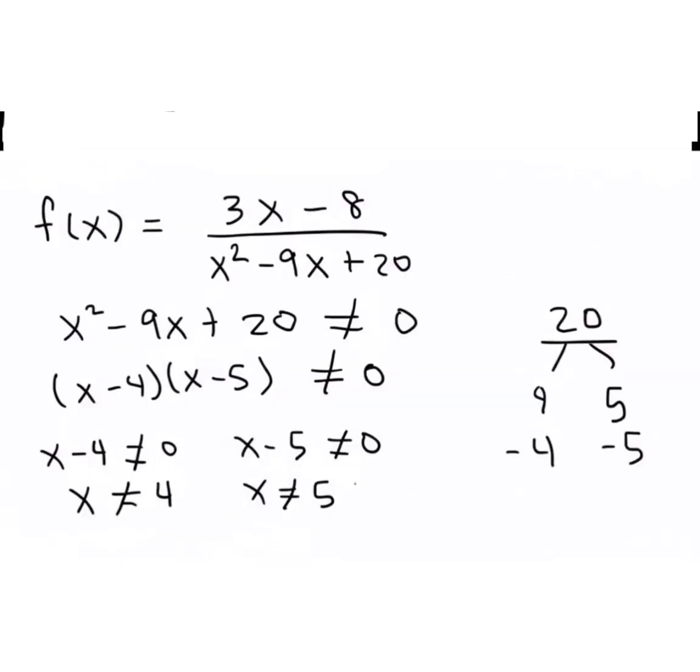Alright, so just like every other rational function, we have x squared minus 9x plus 20 as the denominator of this function. So we want to write out the domain of this function. Now you notice that this is a rational function, and the denominator is a polynomial function. Do you get it now?